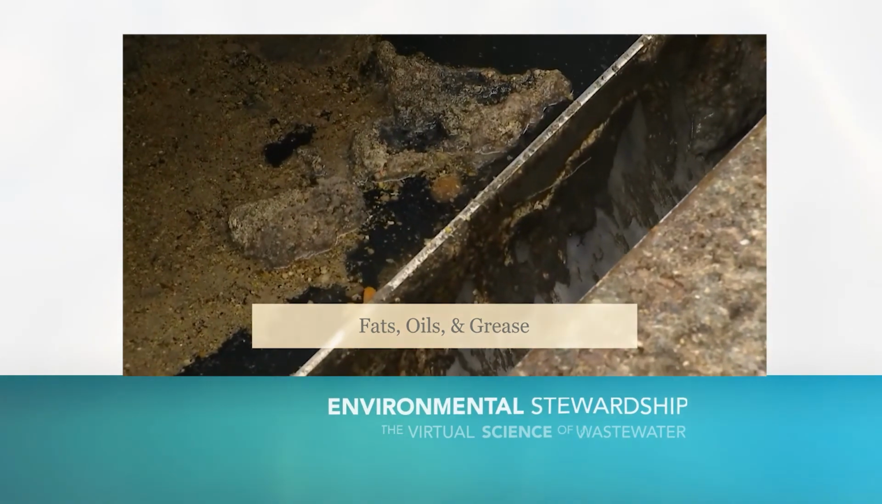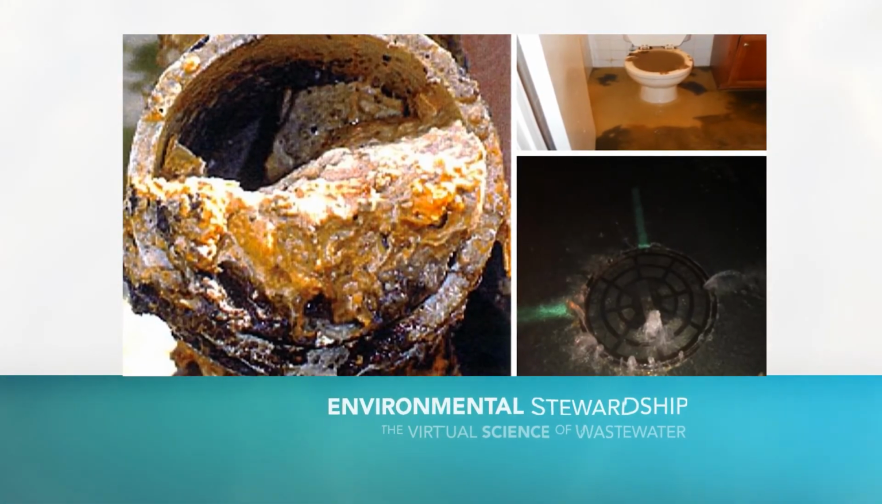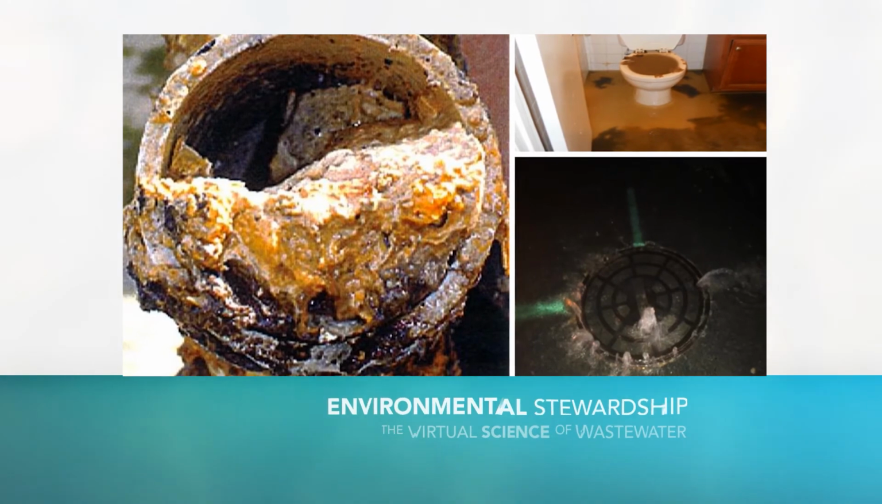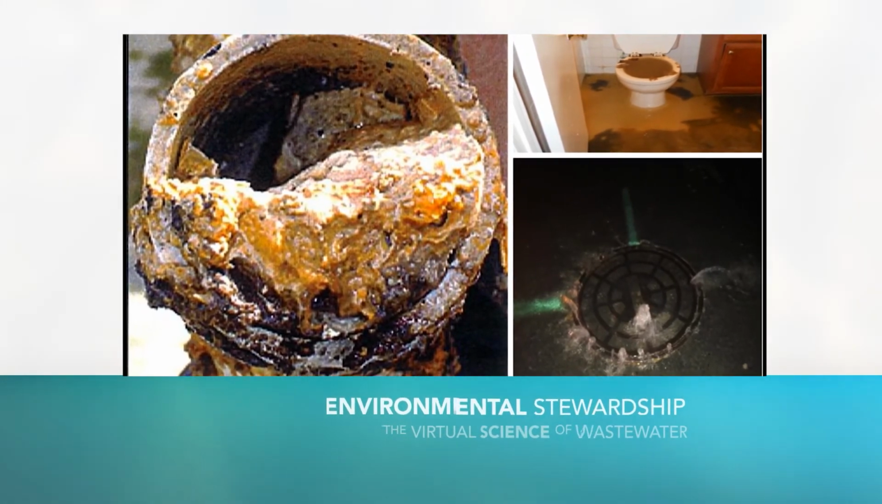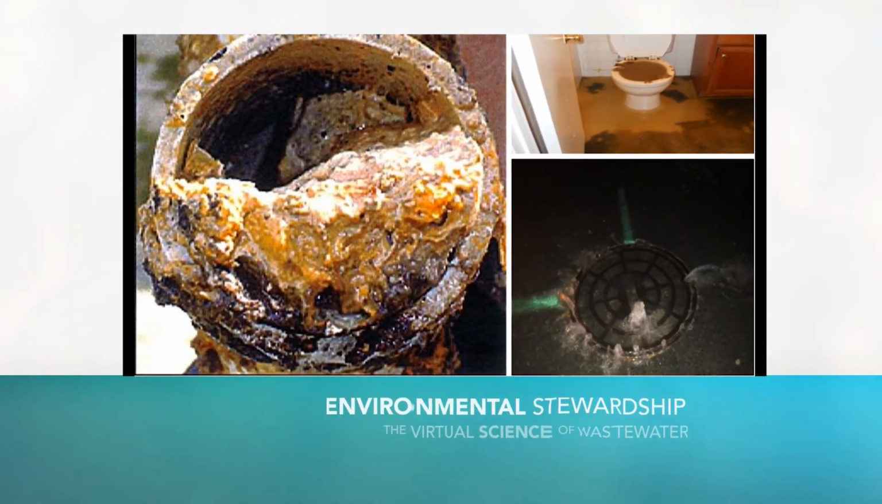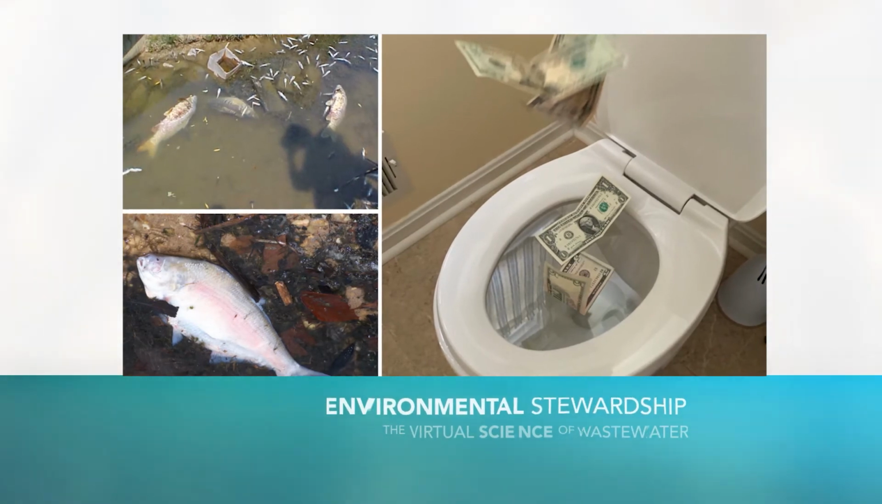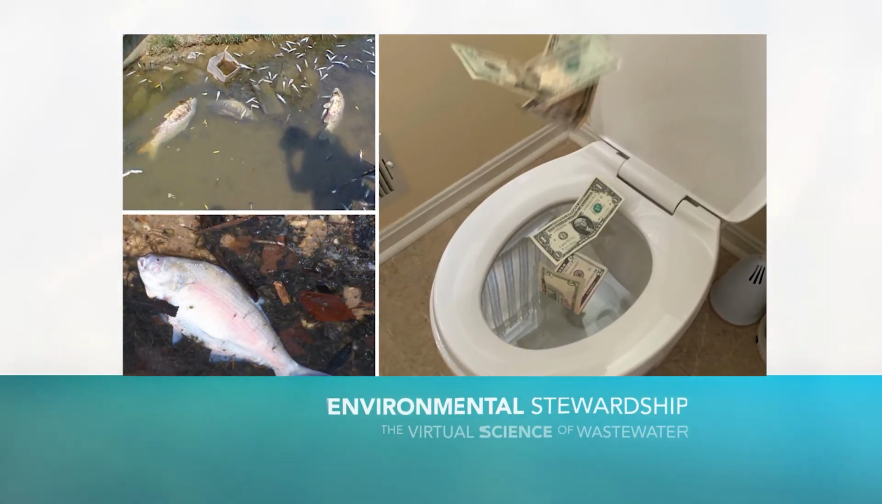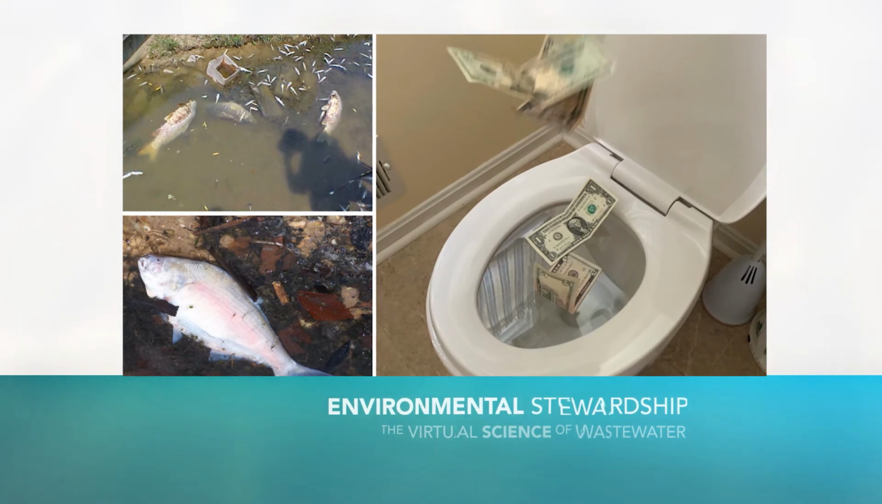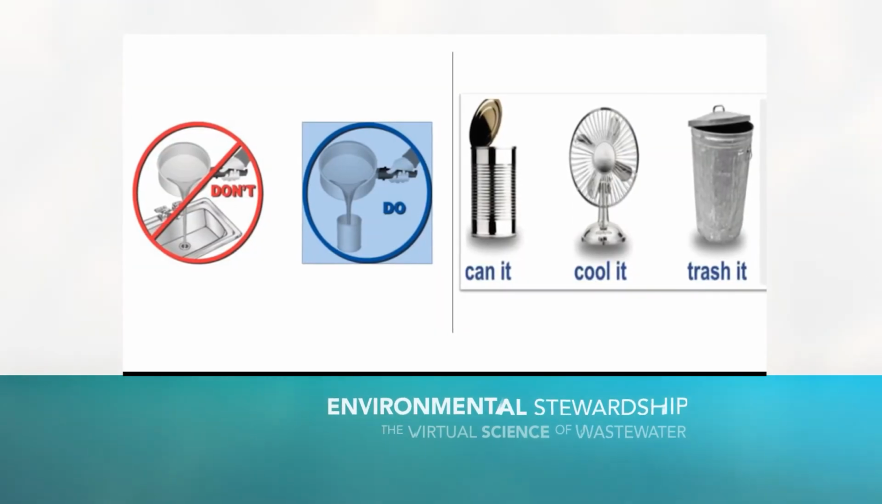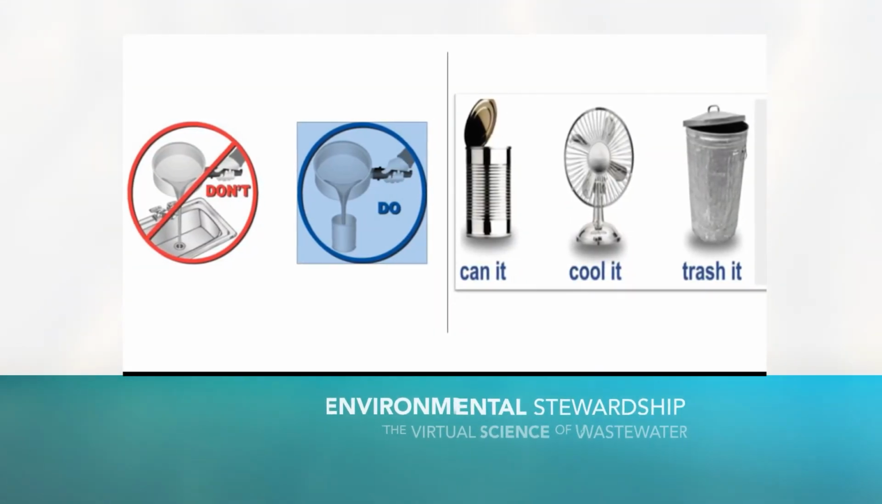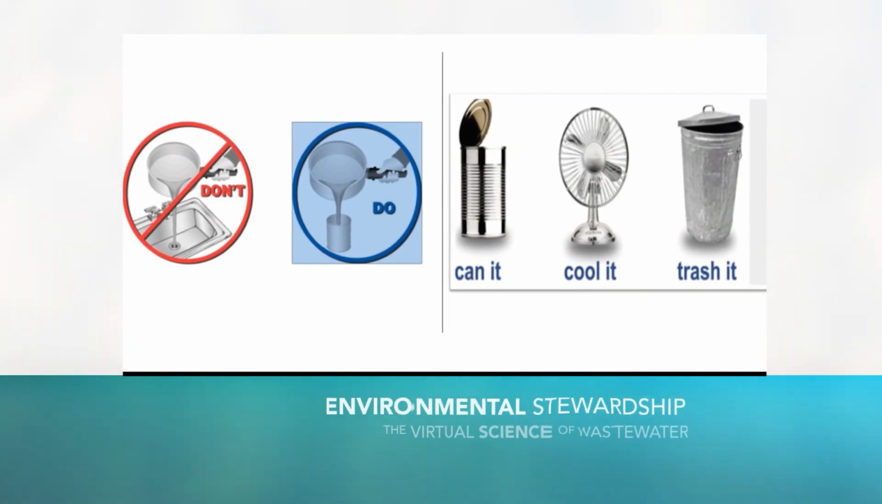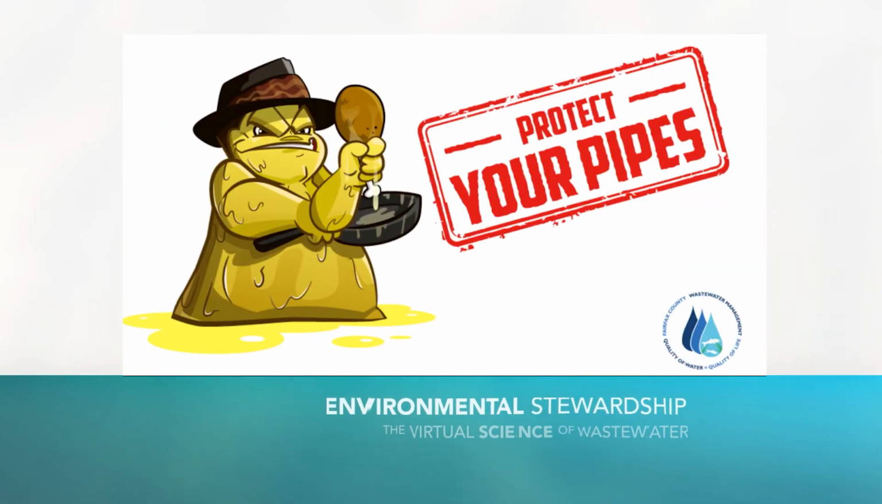Fats, oils, and grease can clog sewer pipes, causing sanitary sewer emergencies such as backups into your home and overflows into the environment. These emergencies can lead to human health risks, negative environmental impacts, and costly repairs. Do not dispose of fog down the drain. Instead, can it, cool it, and trash it to properly dispose of fats, oils, and grease.